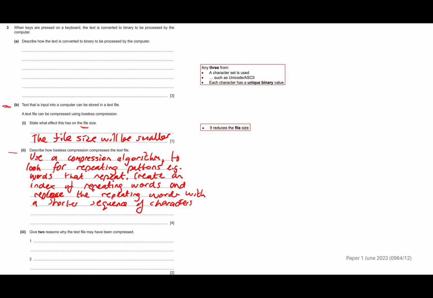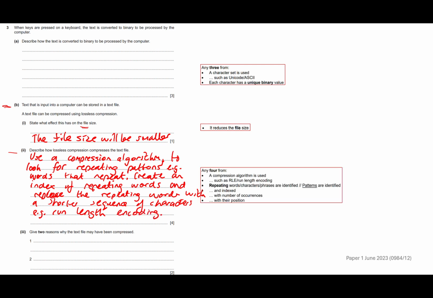Okay, and as usual with this sort of question, just like with character sets, we can name a type of lossless compression that you might have studied. So in this specification, you're expected to know what we call run length encoding. So run length encoding is just looking for the length of these repeating patterns. So e.g. run length encoding. Right, let's check out the mark scheme for this one.